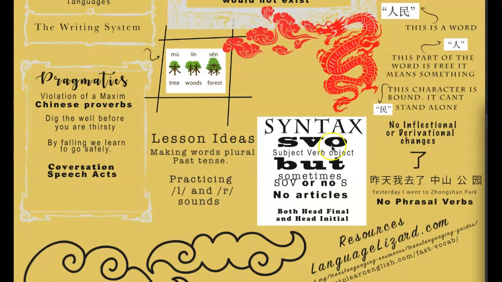There are also no definite articles used in Mandarin. You would say one cat instead of a cat. You would never say the word the. The language is both head final and head initial. The spoken language is more head final and the written form is more head initial.